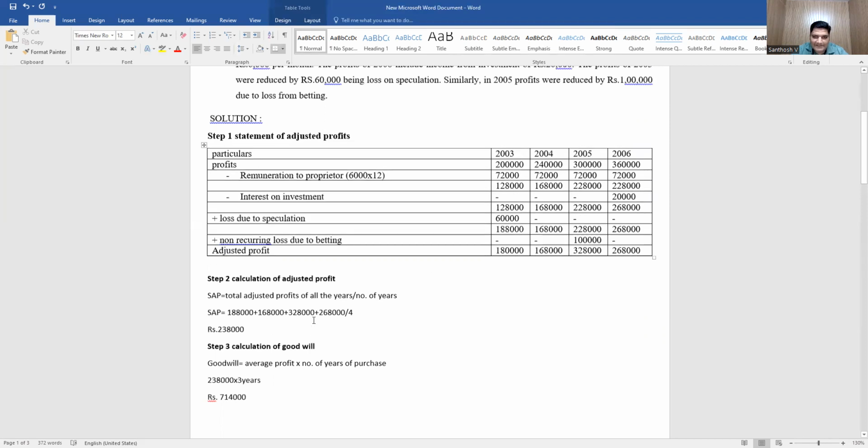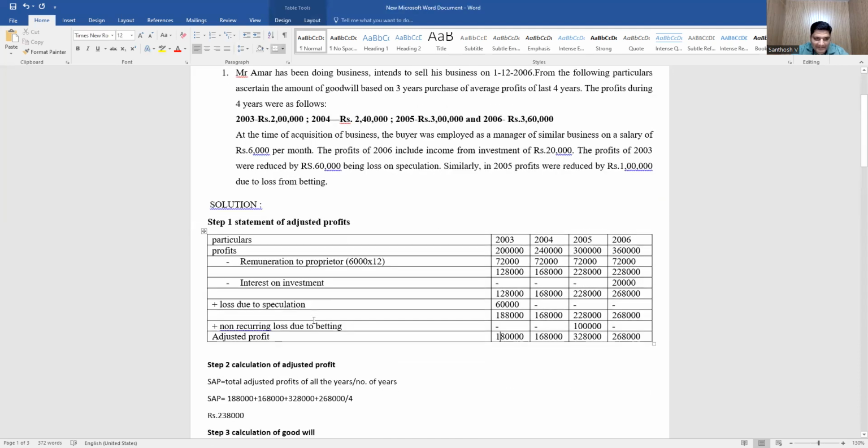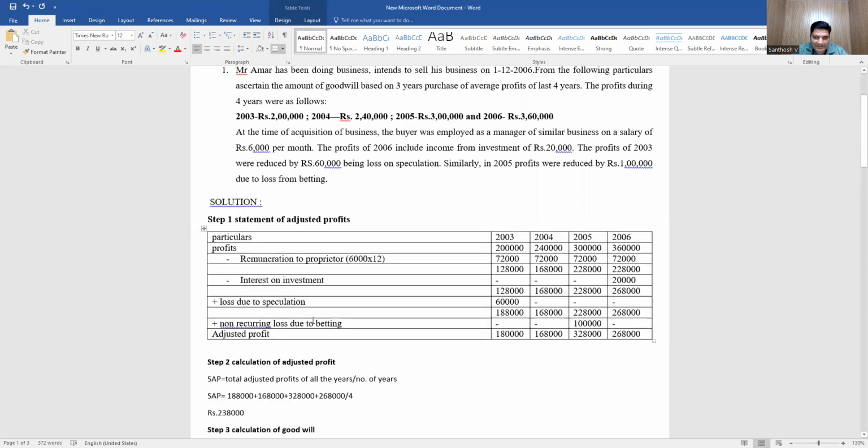These are the simple sums I discussed in the class. I hope all of you understand this particular concept, the average profit method. In this method, these are the 3 solutions I did.